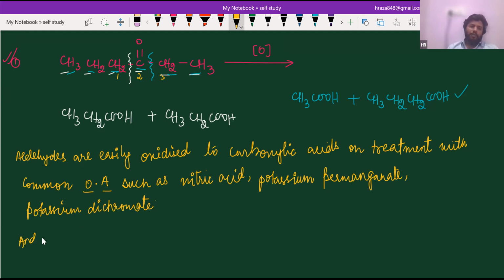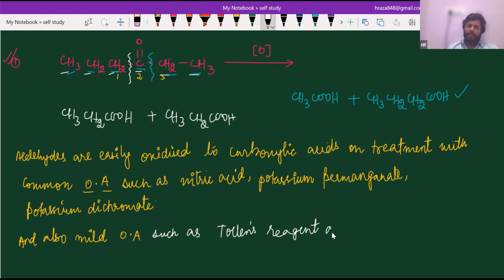And also, we can use a mild oxidizing agent with aldehydes to oxidize them into carboxylic acid. Mild oxidizing agents, such as Tollens reagent. And also there is another reagent, that is Fehling's reagent.